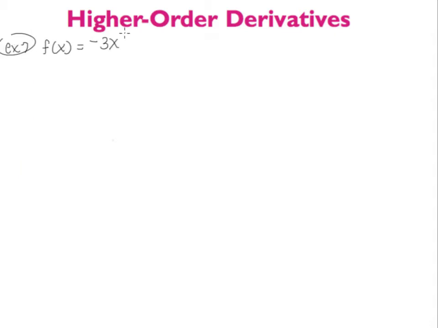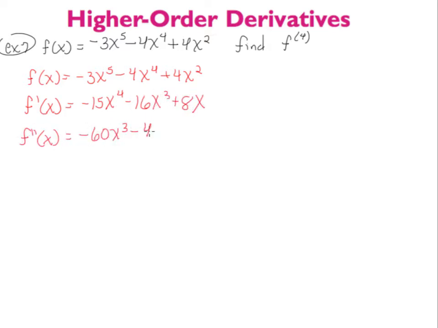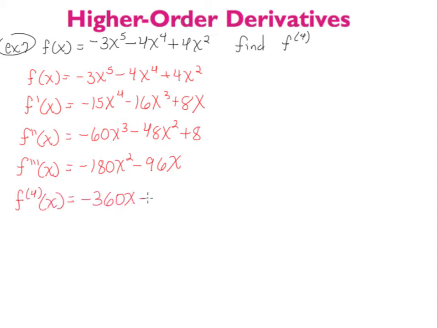Let's go one more higher. This time, let's find the fourth derivative. So we start by finding the first derivative of the function using our rules of differentiation. Then we find the second derivative by repeating the process, then the third derivative, and then the fourth derivative. Notice that I put the 4 in parentheses. Make sure you remember the parentheses in your notation.